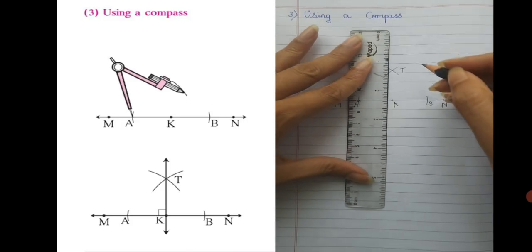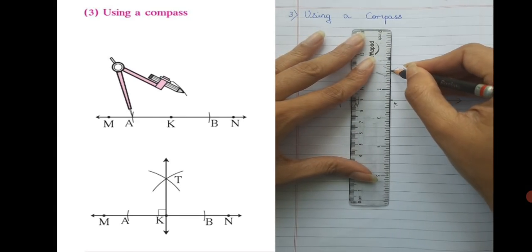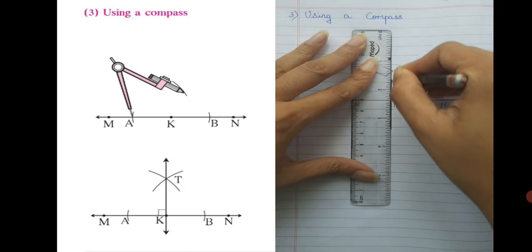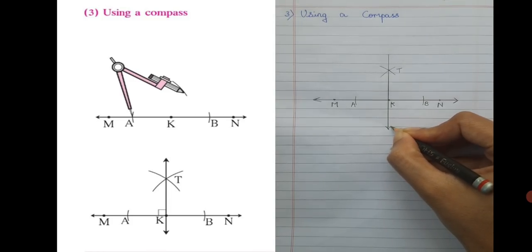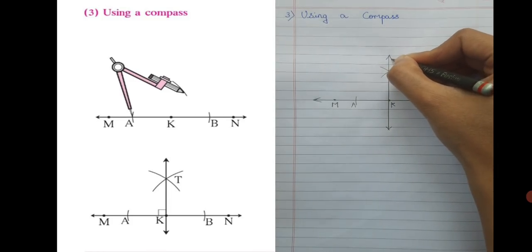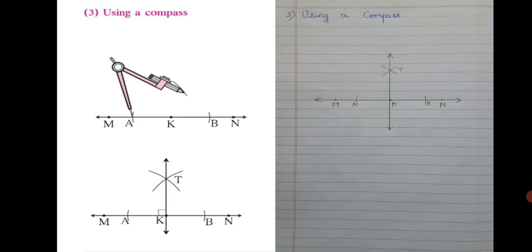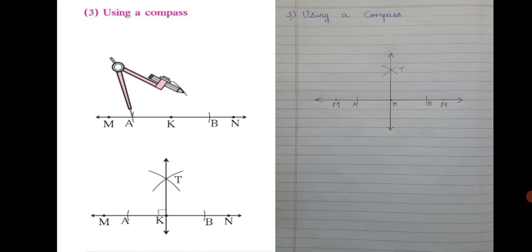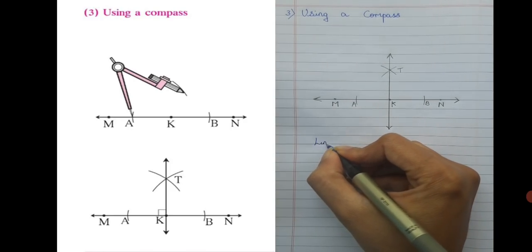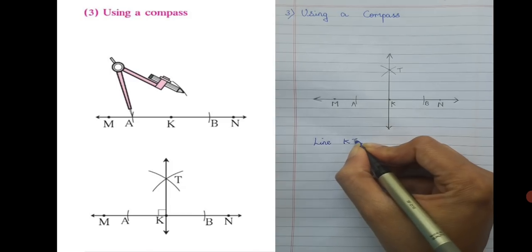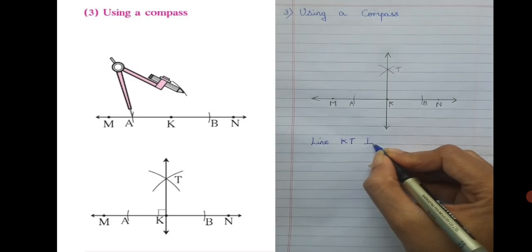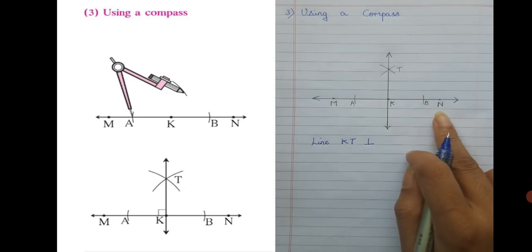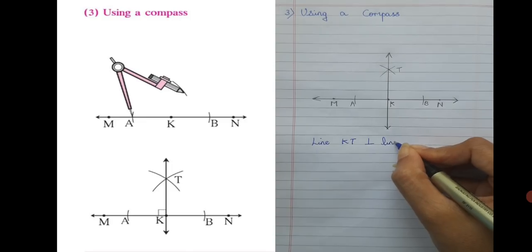Now draw a line passing through points K and T. The line KT is perpendicular to line MN at point K. Mark the arrows. And this way we have drawn a perpendicular to line MN at point K using a compass. So you can write line KT is perpendicular to line MN. So we write down line MN.